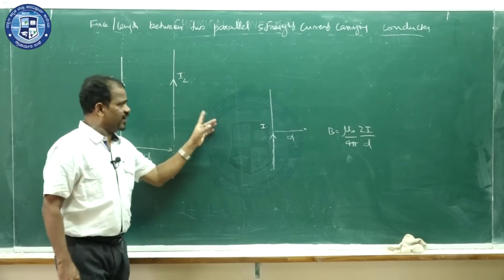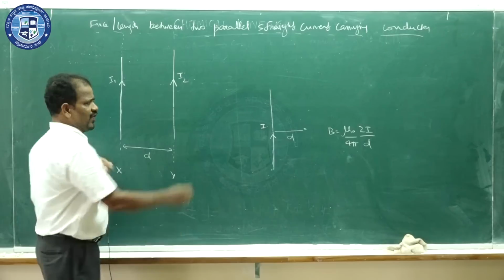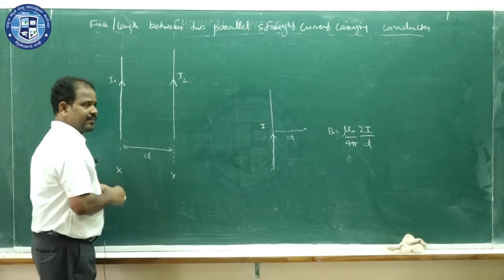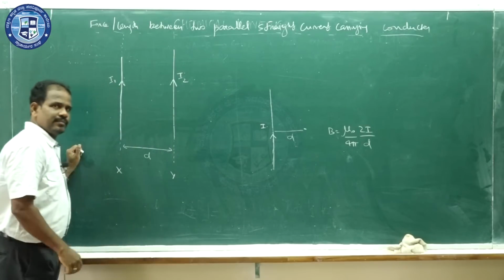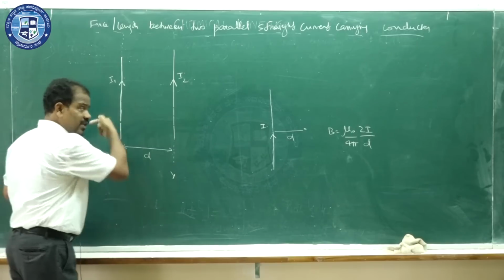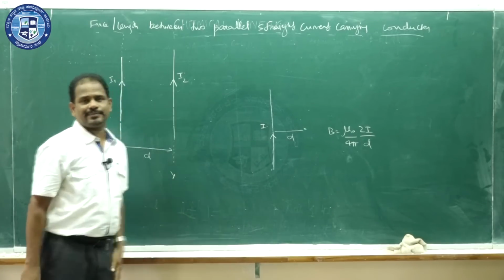What is the magnetic field here? Magnetic field direction here because of this wire. You can hold it like this. So it is inwards. Because of this also it is inwards. So you can add it.